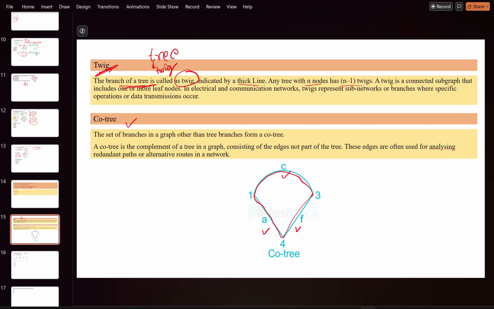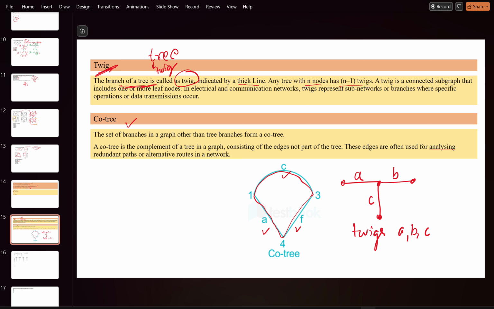Okay, any doubt? The branches of a tree are called twigs, and the remaining part of the graph other than the tree is a co-tree. So the branches of a tree are called twigs. Yeah, that is correct. It is a branch of a tree. Suppose this is a tree and there are branches A, B, C. So the twigs are A, B, C basically.